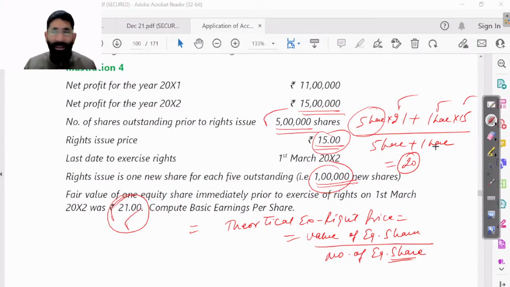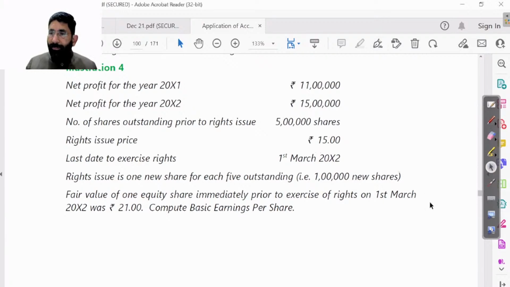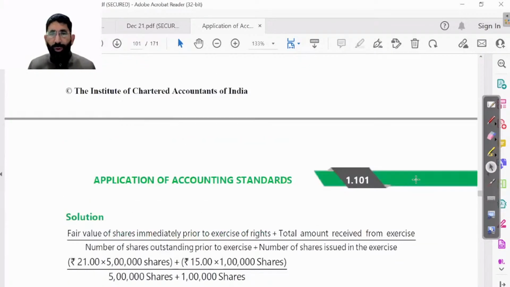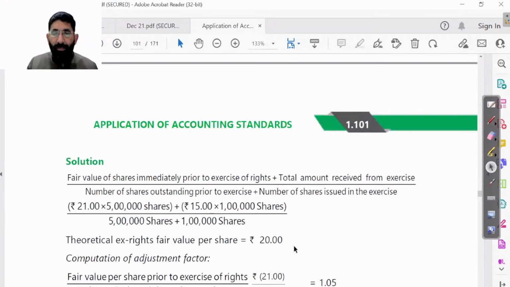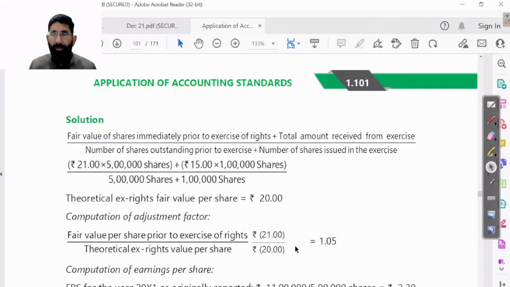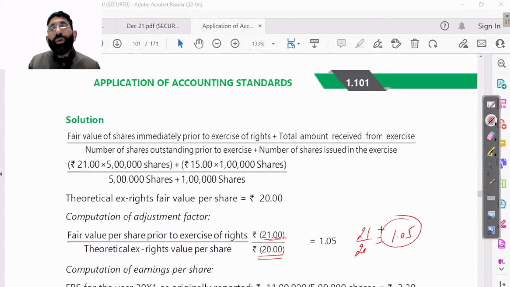Students are sending the comment that it is comparatively very easy. So first of all we need the X right price, that is 20. Then we have to calculate the adjustment factor. Adjustment factor is what? Actual price is 20. The weighted average price is 20, which has been reduced due to the issue of this right share. Otherwise, the price was 21. So 21 divided by 20, that means the benefit that goes to right shareholders will be 1.05.